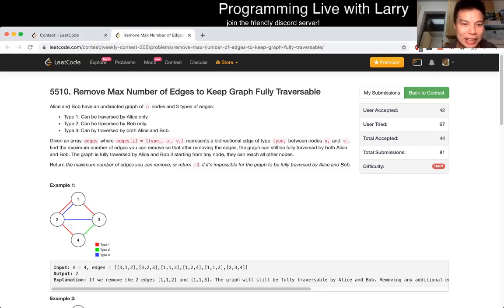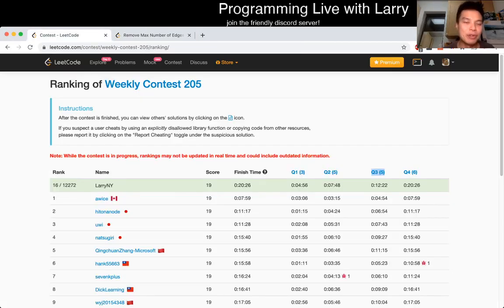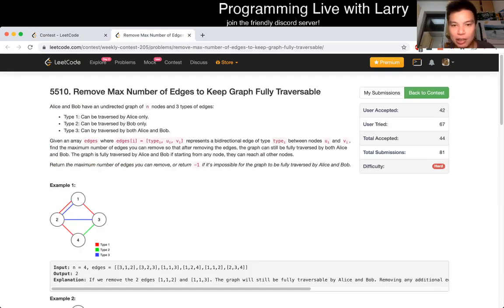This is me going over Q4 of the weekly contest 205. We removed max number of edges to keep graph fully traversable. I think the hardest part about this one is proving greedy. With minimum spanning tree, minimum spanning tree is a greedy algorithm, but in this case this is unweighted. So there's no weights on the graph. And this really tests your understanding of minimum spanning tree and spanning tree in general.